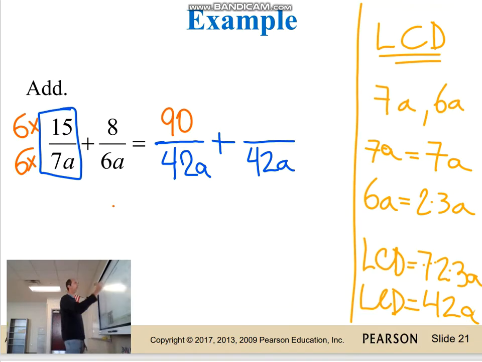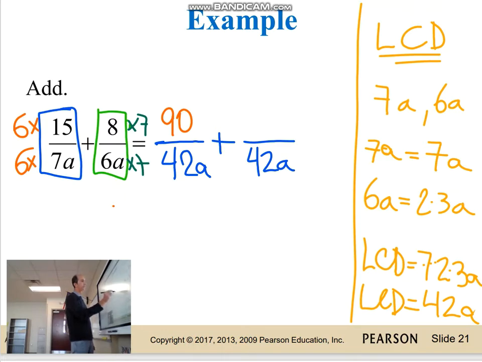The next rational expression, we have 8 over 6a, and we want to find the equivalent. So multiply by 7 the numerator and the denominator. If you multiply the denominator by 7, it's 42a. If you multiply the numerator by 7, 8 times 7 is going to be 56. Right?